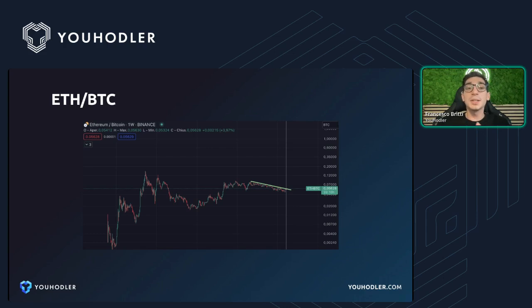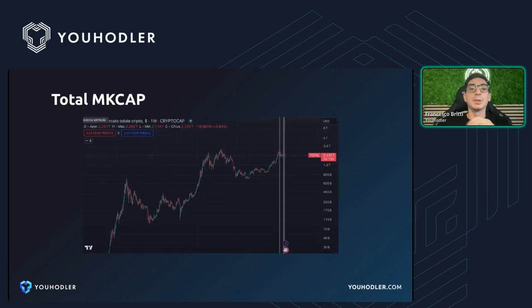That if we want to see an altcoin season and we want to see some type of great movement in the market, of course, we need to see that trend line being broken. So now the chart is still below, so the altcoin season is still far away from coming, but we are approaching that type of movement. So, of course, this is one of the most important charts that you always need to pay attention to and keep under your radar.